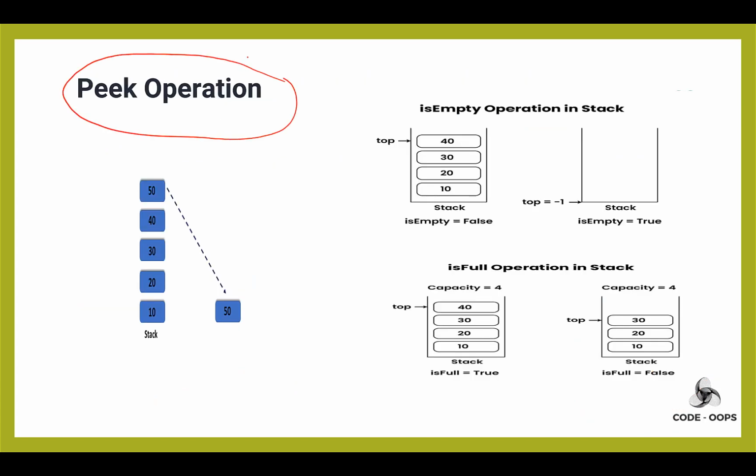The next is the peek operation. Peek operation involves returning the topmost element of the stack without removing it from the stack. Underflow condition may occur if you try to return the topmost element of the stack, but the stack is already empty.